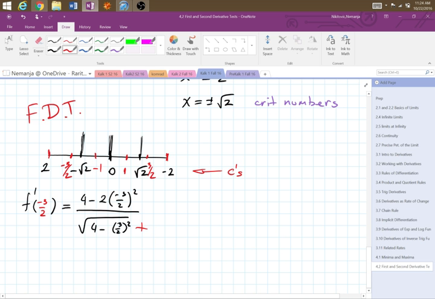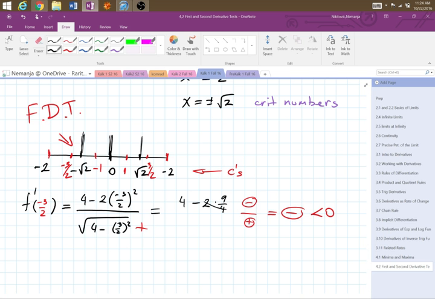If you divide a negative by a positive, you get a negative. You divide positive by positive, you get positive. So whatever the sign of the numerator is, that's going to be the sign for the entire calculation. Now what do we have upstairs? We have 4 minus 2, and then 9 over 4. That cancels. I think that's a negative, right? So we have a negative divided by a positive, which is a negative, which is less than 0, which means decreasing on the first interval. From negative 2 to negative root 2 is decreasing.